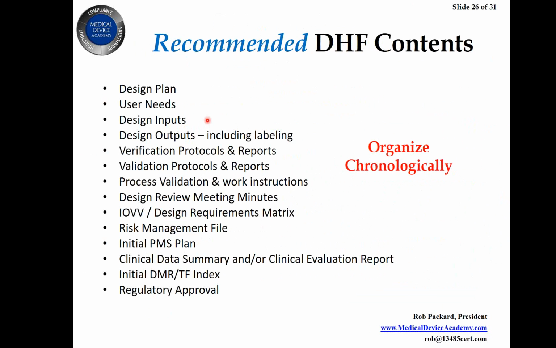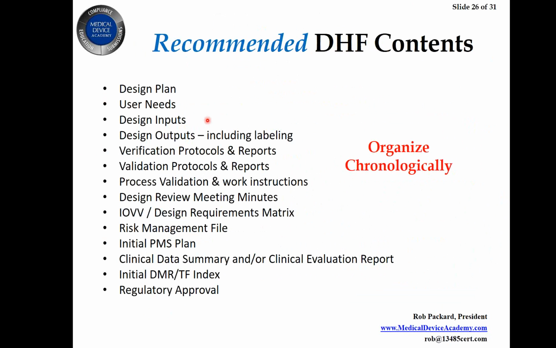For user needs, you're going to include that, inputs, outputs, including labeling. And a lot of times I'll use either an IOVV or design requirements matrix to document user needs, inputs, outputs. And then you're going to have verification and validation for each of those inputs and outputs. You'll have the design review meeting minutes, and you can organize your binder or your electronic system by design phase, or you can organize it by document type. It's up to you. Just define how it should be organized somewhere in a design control document.